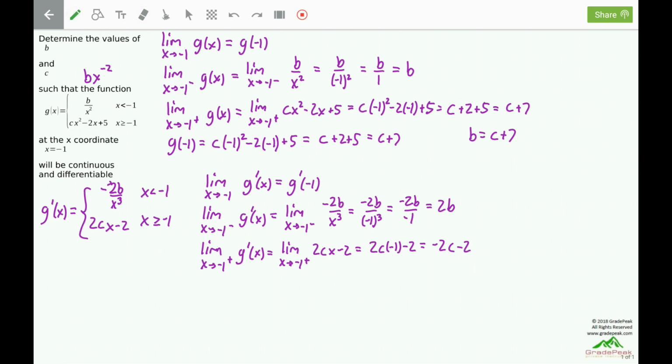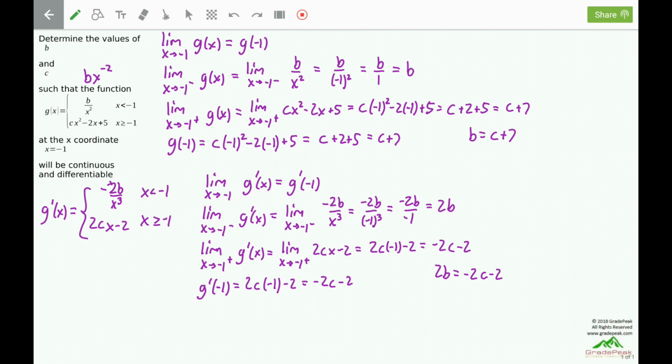And last of all, we want to evaluate g prime right at negative 1. So we look at the expression that includes negative 1, and that'll be this one. We plug negative 1 in for each of the x's. It'll be 2c times negative 1 minus 2, which is negative 2c minus 2. That one will match the right side limit already. But we needed to match the left side limit as well. All three of those have to match. And that gives us the result that 2b is going to have to equal negative 2c minus 2.